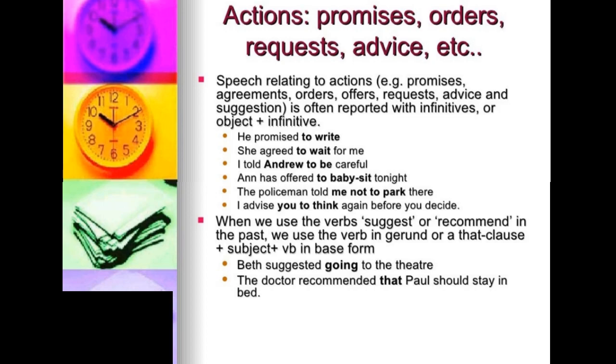Anna has offered to babysit tonight. The policeman told me not to park there. I advise you to think again before you decide. When we use the verb suggest or recommend in the past, we use the verb in -ing form or a that clause plus subject plus verb in base form. Example, Bess suggested going to the theater. The doctor recommended that Paul should stay in bed.